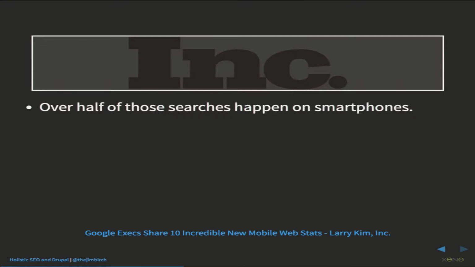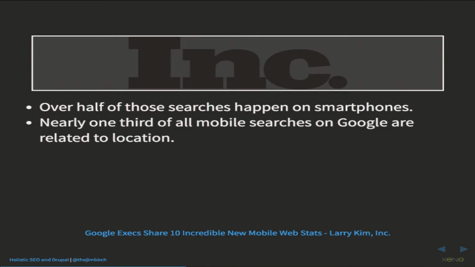So user intent, again, just the fact that it is on the phone tells Google something. If you're searching on your phone, Google, tell me about dragons. They're going to give you a knowledge box, right? You don't want to click to another page and have to learn about dragons. They're going to give you the knowledge box so you can just learn about them. Or tell me about a dragon store. They're going to give me directions to a dragon store. Nearly a third of all mobile searches on Google are related to location.